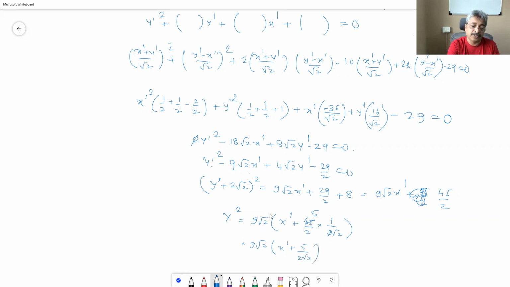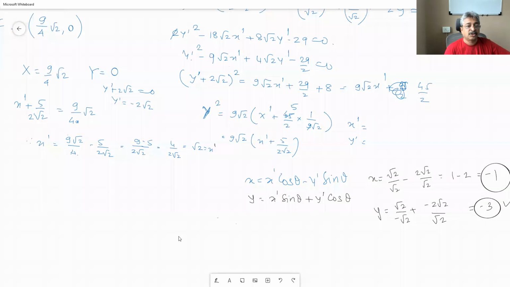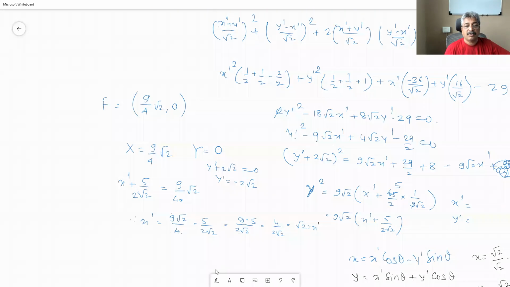I am not sure whether it is going to lead to the correct answer. But those who have done, are they getting these numbers or am I wrong? Okay. Our capital Y becomes y dash plus 2 root 2 and capital X eventually becomes x dash plus 5 upon 2 root 2 and small a is 9 root 2 upon 4, that is small a. Okay, that is what I have written here.